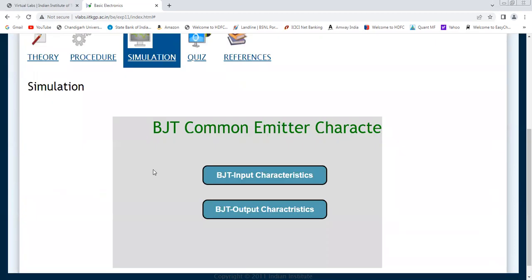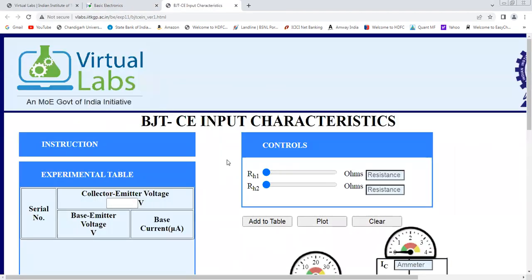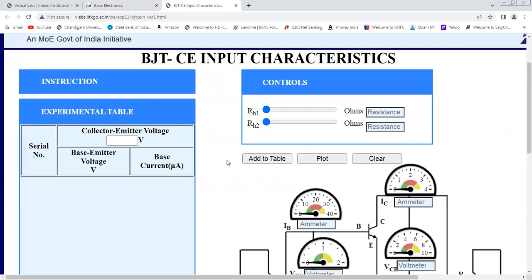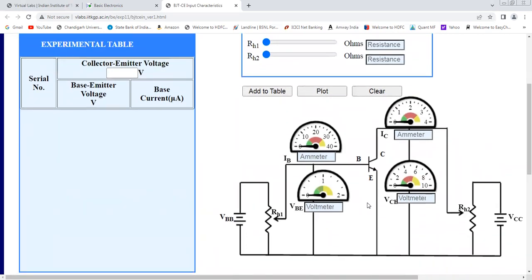Once you have clicked the simulation part, you will get two options, BJT input characteristic and BJT output characteristic. Both are for the common emitter configuration. First, we will do the BJT input characteristic. Once you have clicked, you will get this type of interface. Here the emitter is shown, and some voltmeters are shown just to show the readings. The rest is the same as the previous one. Two rheostats are used, and we will see what their functions are in the circuit.